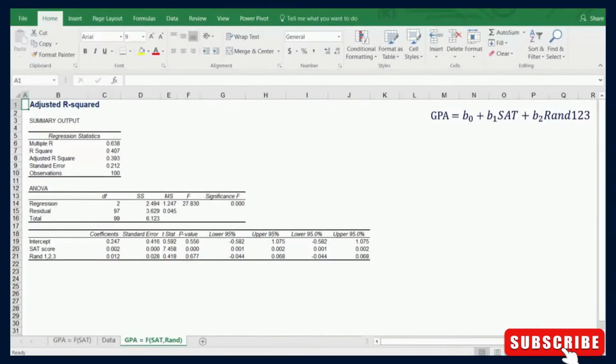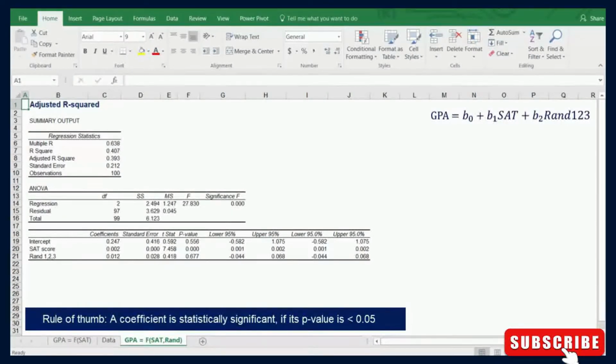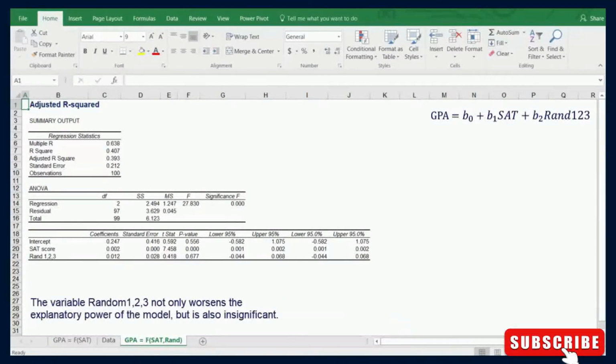Remember the null hypothesis of the test? Beta 2 equals 0. We cannot reject the null hypothesis at the 68% significance level. This is an incredibly high p-value. Let me remind you that, for a coefficient to be statistically significant, we want a p-value of less than 0.05. Our conclusion is that the variable random 1, 2, 3 not only worsens the explanatory power of the model, reflected by a lower adjusted R-squared, but is also insignificant. Therefore, it should be dropped altogether.